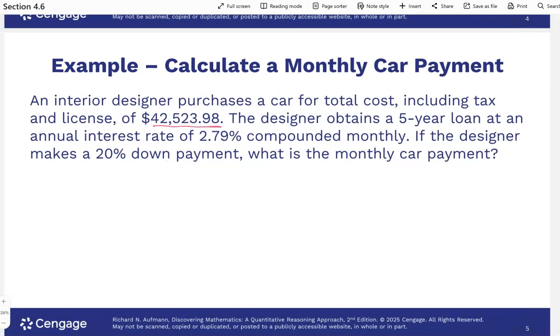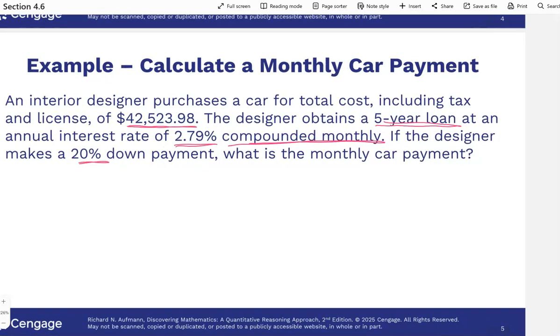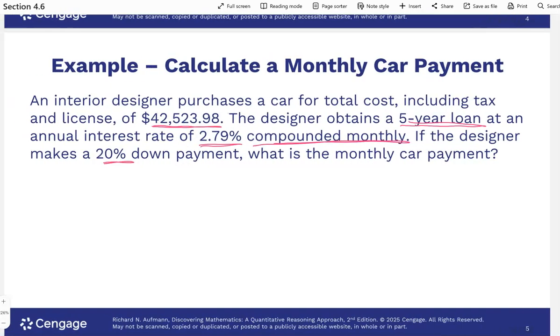So the total cost, and that's including tax. Anytime you buy a car, you do have to pay taxes on it. And then you have to pay for the license plate. Even if you have a current license plate and you're trading in your old car, there's still a fee attached to that as well. They're taking out a 5-year loan. Here's our interest rate. It's compounded monthly. And they're making a 20% down payment. So that means they're not taking out the full 42,000. They're taking out less than that.